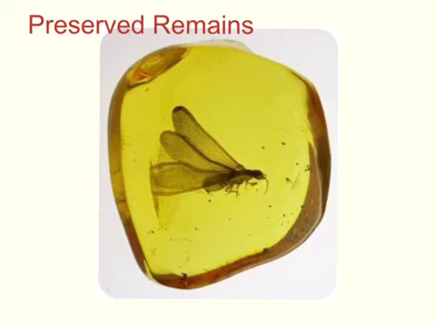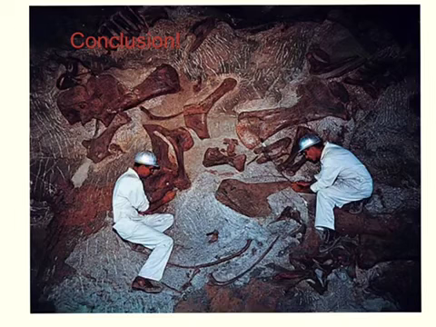So what were the 5 types that we went over today? All right, in our conclusion, we're going to go over everything we just learned. A fossil is preserved remains of a living organism, the 4 ways to decompose, and the 5 types of fossils.